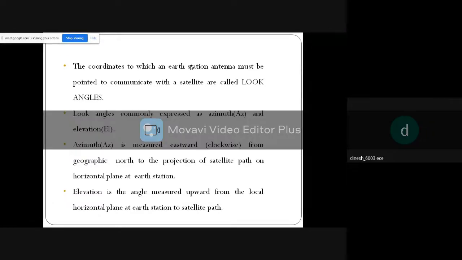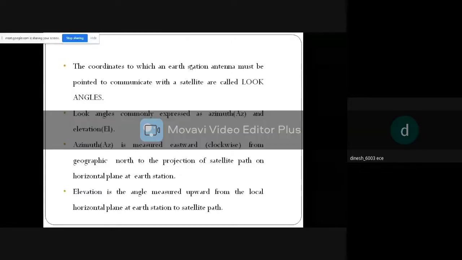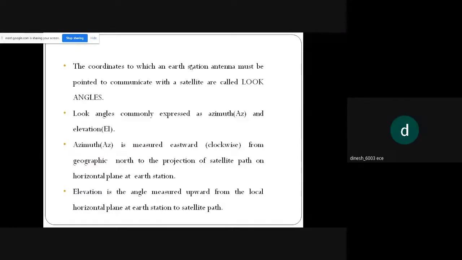The azimuth angle is measured eastward, which means clockwise, from geographic north to the projection of the satellite path. We place an earth station or an earth antenna at the earth surface, and we measure in the clockwise direction from the north position. We draw a line to the projection of the satellite path. That is called the azimuth angle.